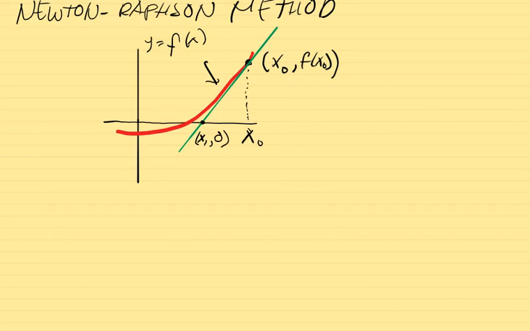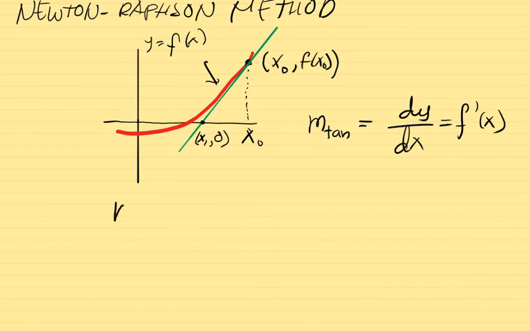Then to derive the formula for the Newton-Raphson method, we simply solve for the slope of the tangent line. Remember, the slope of the tangent line, m tangent, from your calculus, is just equal to the derivative of y with respect to x, or simply f prime of x. And we also know that the slope from analytic geometry is rise over run, so this is y2 minus y1 all over x2 minus x1. If you're given 2 points, we can solve for the slope by using this formula.